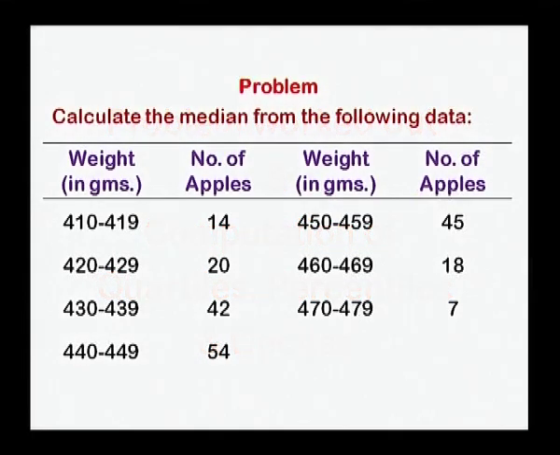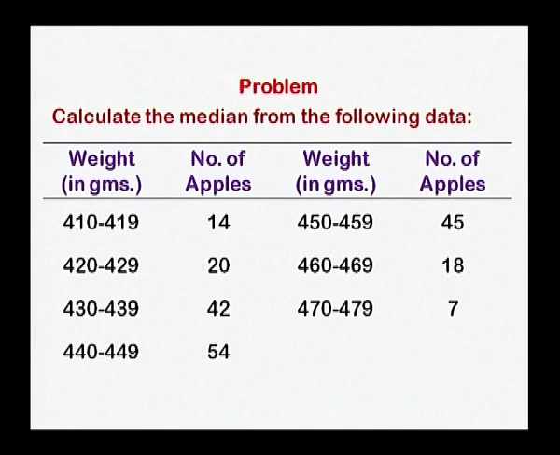Now, we consider the problem in which how to calculate the median in respect of continuous series. Weight in grams is given: 410 to 419, then 420 to 429, 430 to 439 and 440 to 449. The class intervals given in these problems are exclusive, but in order to calculate the median, first of all we have to convert the class intervals into an inclusive series. The number of apples against every class interval is 14, 20, 42 and 54.